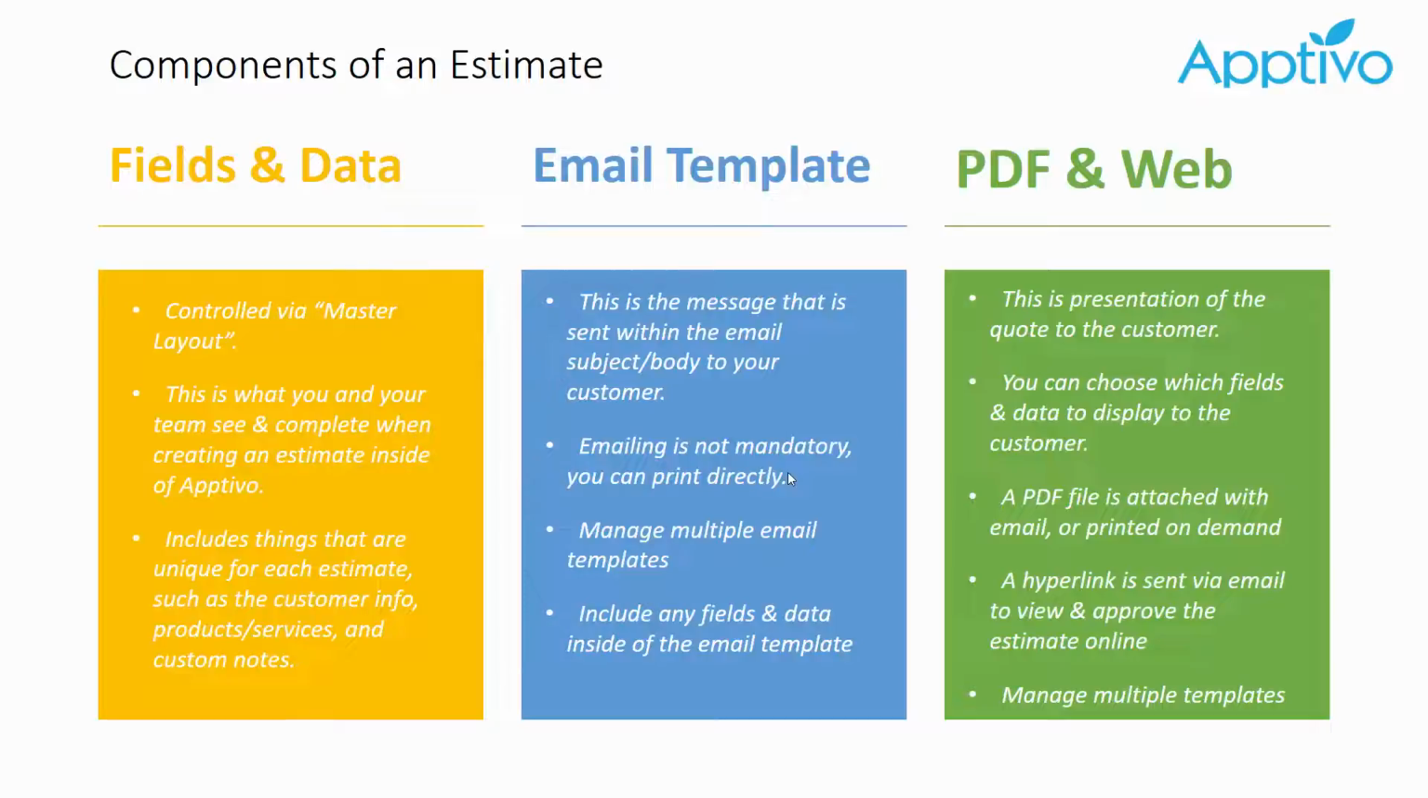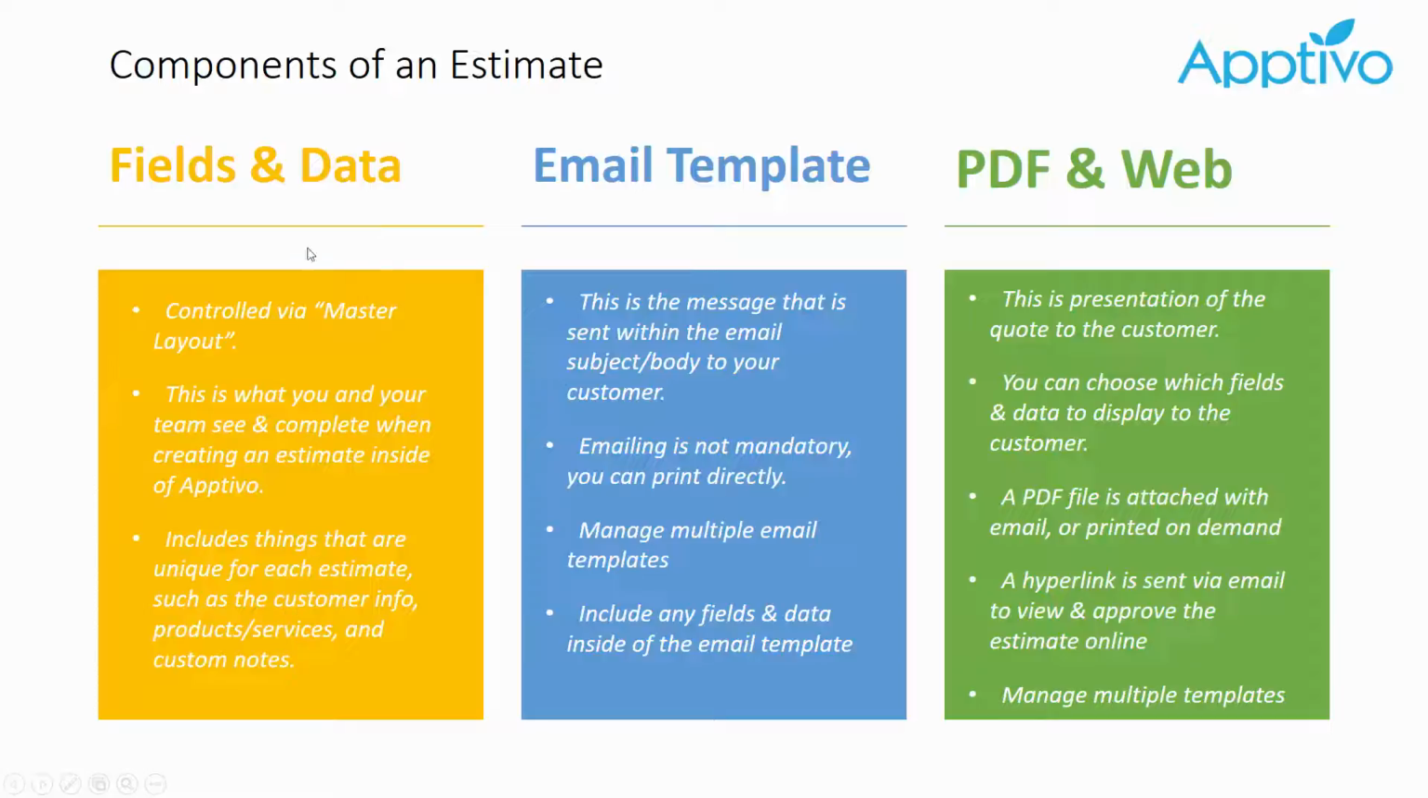So the fields and data is just everything that you get to configure. It's called the master layout in Apptivo. That's where you're going to start off, although most of what you need for a quote is already right out of the box in the default configuration. That's what you and your team are going to be seeing. So just keep note of that because it's different between what you versus a customer is going to see. And then it's really all the information that's going to be unique to each estimate. So it's going to change every time. So things like if you have a standard block of text for a legal agreement, that doesn't go into the fields and data because that's going to be the same every time. So this is like the number of the estimate, the customer details, everything like that.